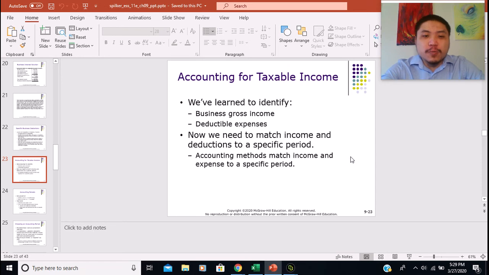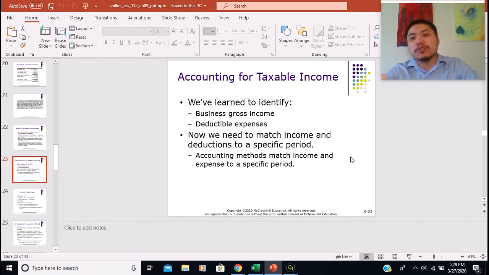So last time we stopped here, right? In the previous lectures we talked about how to identify business gross income, and we also discussed how to identify deductible expenses for business, right? So today we're going to move on to the next objective of the chapter, which is accounting methods.